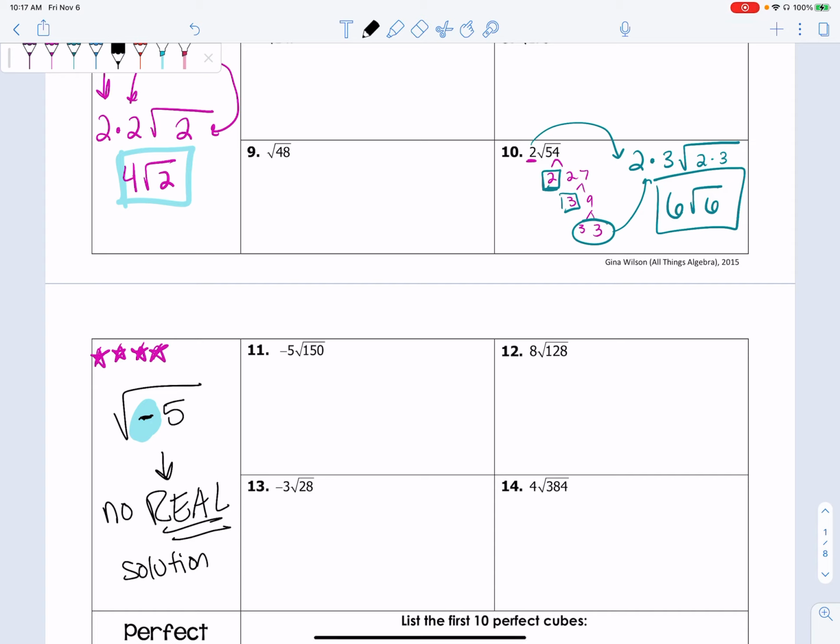Yes, the word real is important. If your answer does not have the word real in it, that is incorrect. There is a solution, but it is called an imaginary solution. And we're not going to touch on imaginary solutions. So for our purposes, there's no real solution, and that is our final answer. And that's only when a negative is underneath the radical sign.